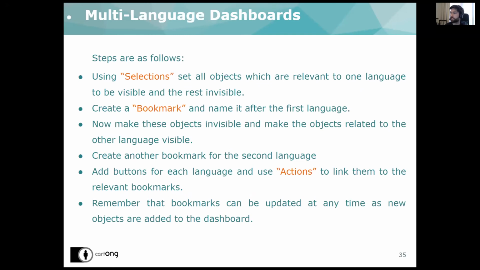So just to recap the steps, we use the selections for the objects to make them visible or invisible. We create bookmarks, and we name the bookmarks after the languages. So we create a bookmark and name it after the first language. What we do then is we make all of the objects not related to that language invisible, and we store the bookmark. We then create a second bookmark for the second language. We go back to the selections and we make the objects related to that language visible, and we store our second bookmark.